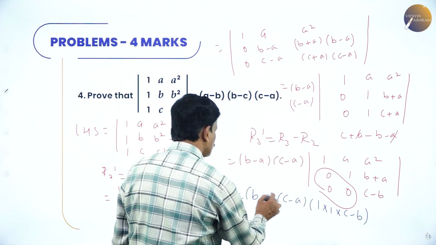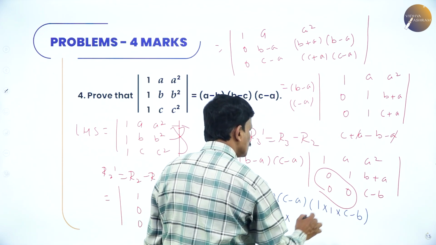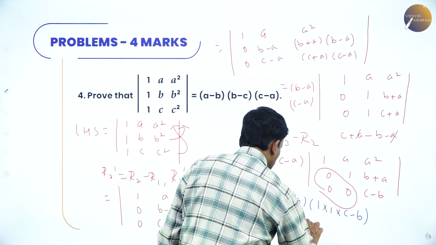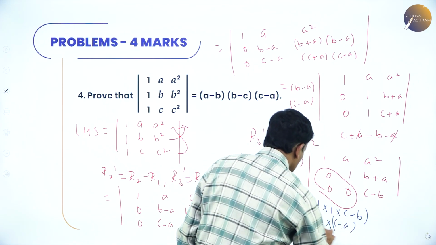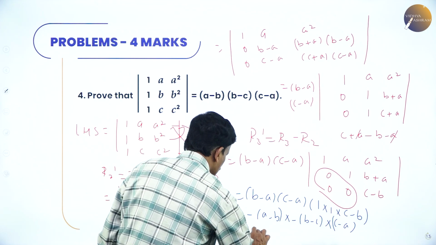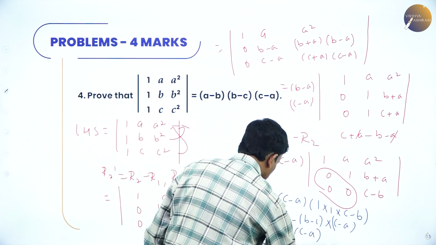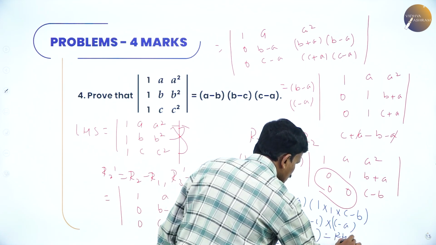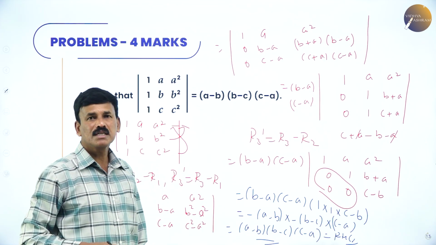Now, what is to write? B minus a is also equal to minus of a minus b, into c minus b is also equal to minus of b minus c, into this c minus a as it is. Minus into minus is plus, so this can be written as a minus b into b minus c into c minus a, which is the required RHS. That's it. So, what is the RHS? A minus b, b minus c and c minus a, that's it.